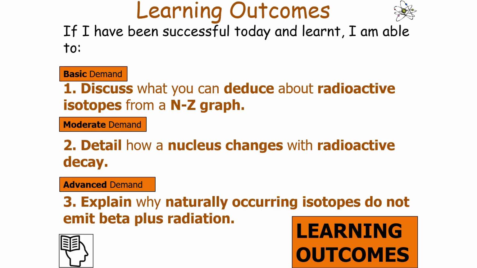So if we've been successful in today's lesson, we should be able to discuss what you can deduce about radioactive isotopes from an N-Z graph, detail how a nucleus changes with radioactive decay, and explain why naturally occurring isotopes do not emit beta plus radiation.